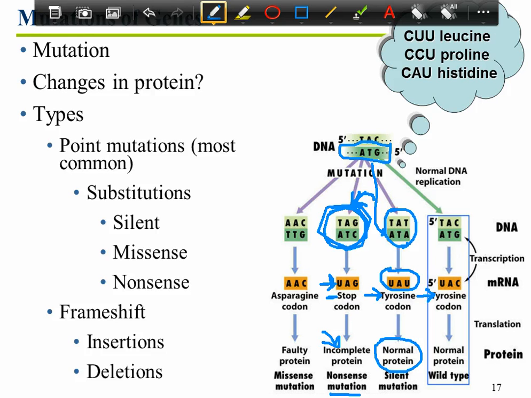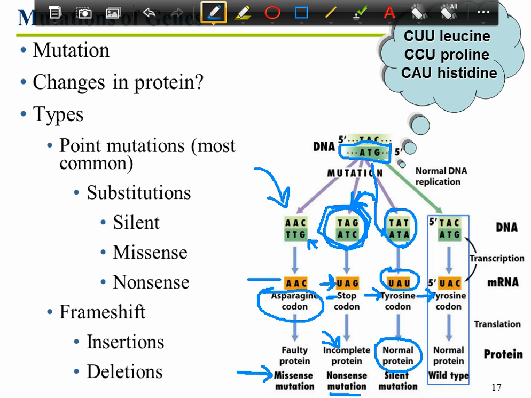Then, lastly, you go over here on the far left, and we end up with a change in the base sequence such that we now get a codon that codes for a different amino acid. Maybe it does not totally destroy the protein function, or it may change it in some way, or it could damage it so it doesn't work at all. That's called a missense mutation because we've changed the amino acid.